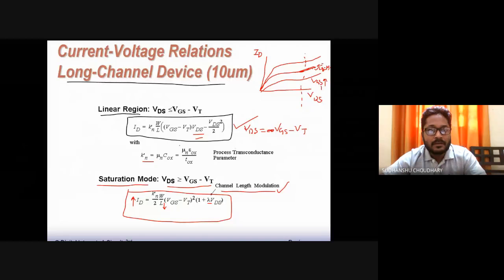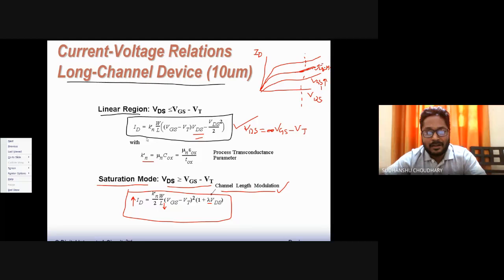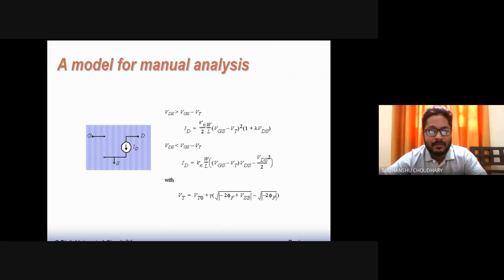Channel length modulation, that is lambda, we do not include in the linear region. In the linear region, the transistor current is modeled by this relation where you don't see lambda, so you put lambda as 0. But in saturation mode, you need to include this channel length modulation parameter, because of this reduction in channel length, the current can increase. To model this effect, you include lambda as a parameter.